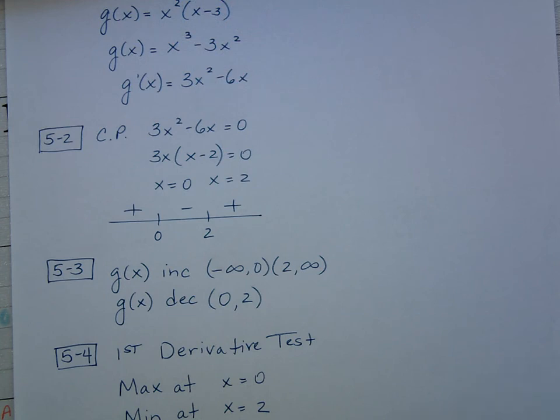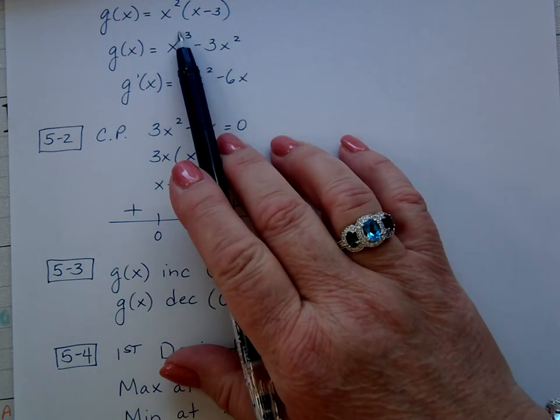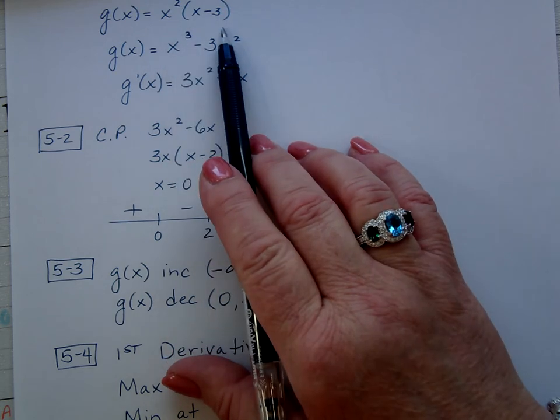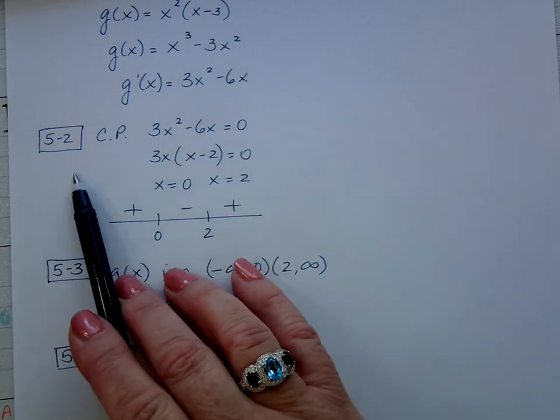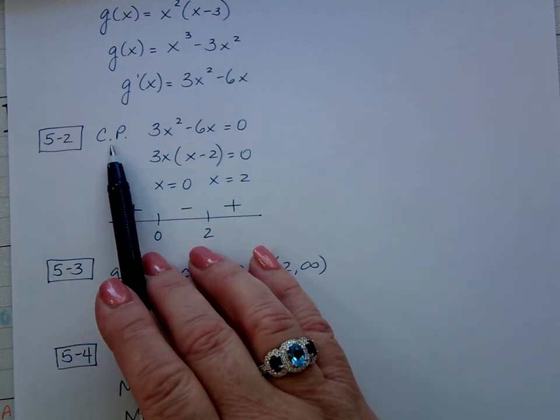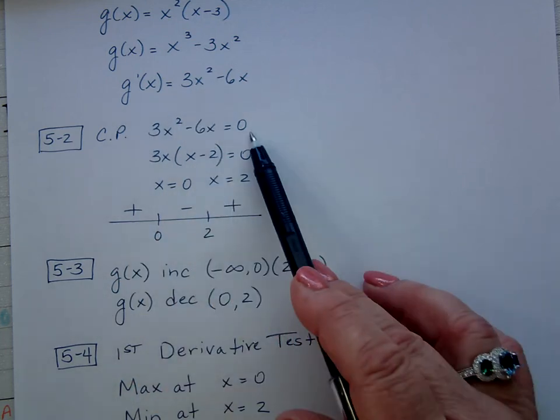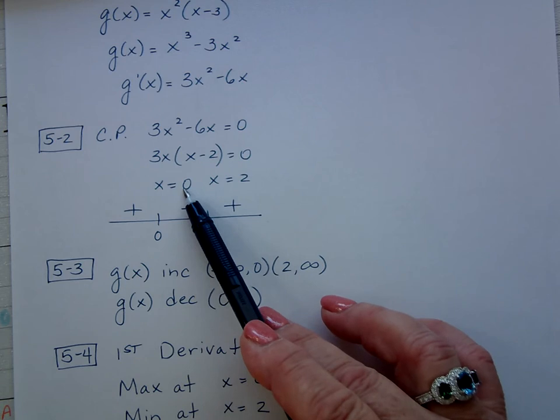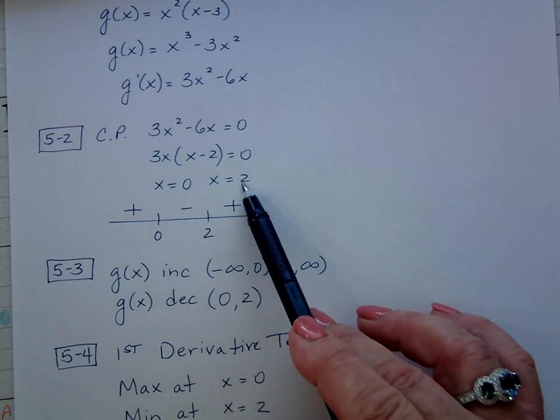So remember, this was kind of my overview page before we started the unit, and we talked about if you have a function and you want to figure out what are called critical points. That was section 5.2. So critical points come from taking the first derivative, setting it equal to 0, and solving for those values. So x equals 0, x equals 2, those are called critical points.